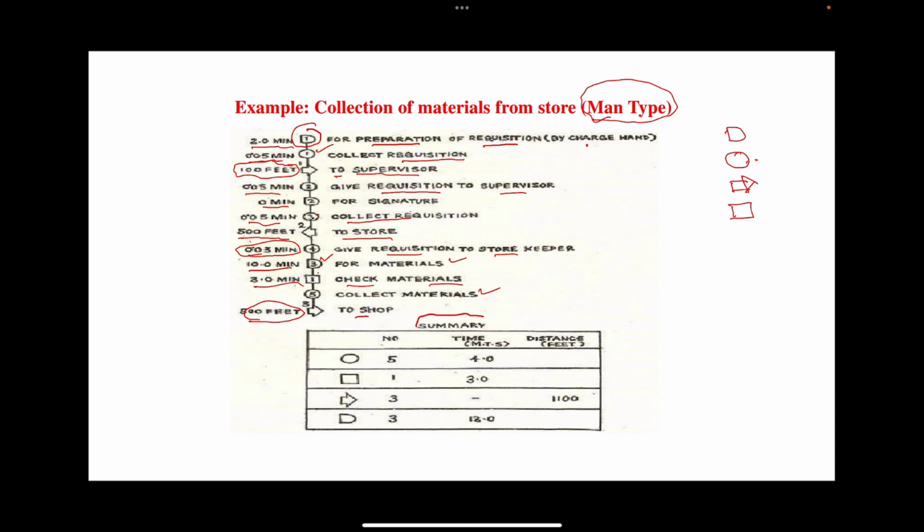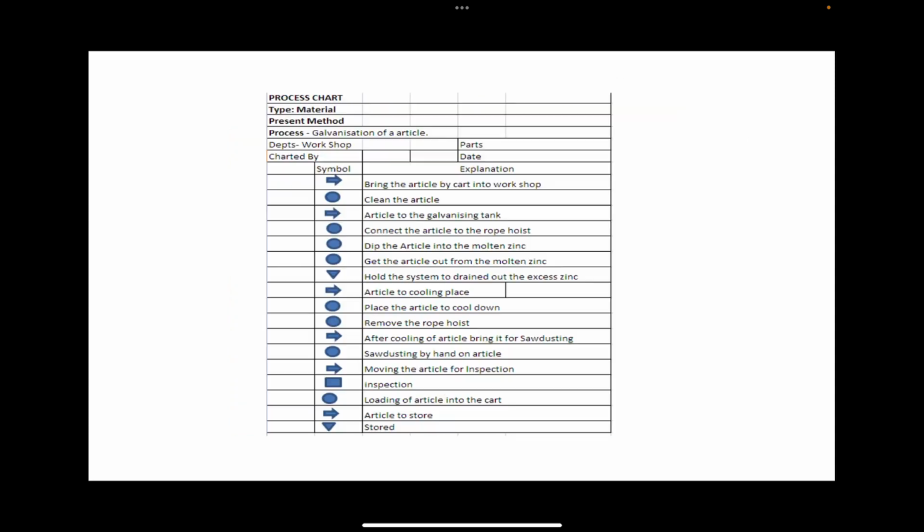The summary is given. You can see that for operation, you have 5 numbers, totally 4 minutes. For inspection, you have only 1 number, taking 3 minutes. Then for transport, there are a total of 3 transportation operations, and the total distance transported is 1100 feet. And for delay, there are total 3 numbers, with the time taken being 13 minutes. So this is a man type flow process chart.